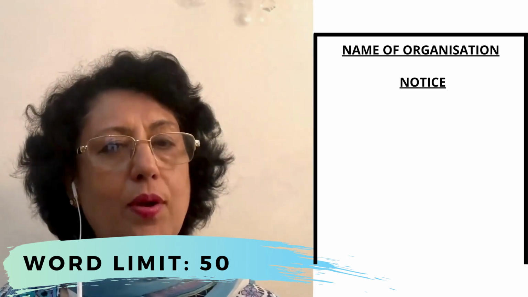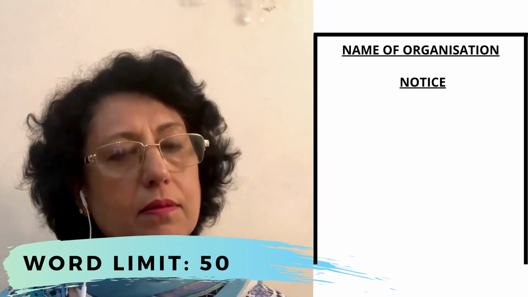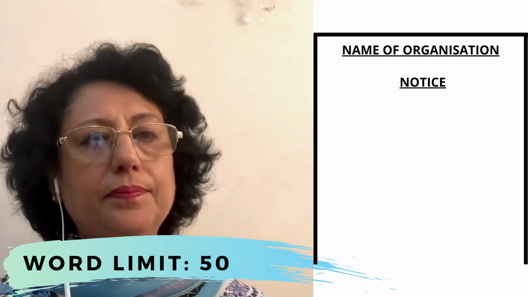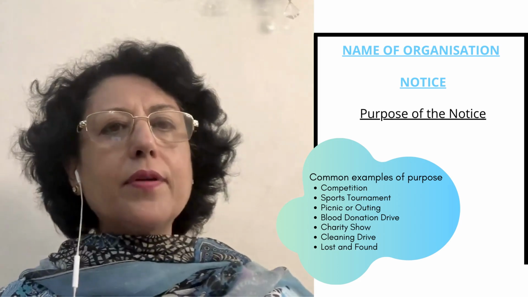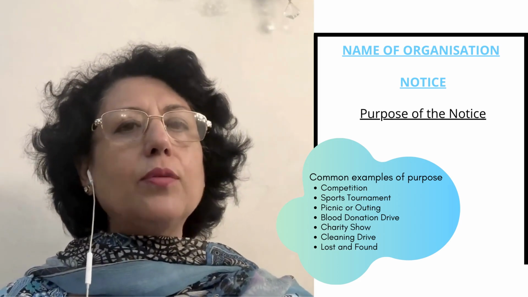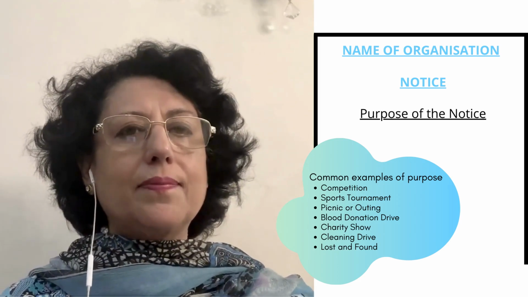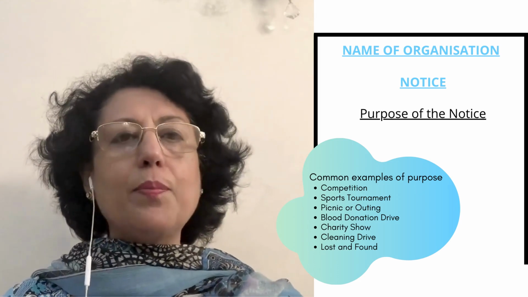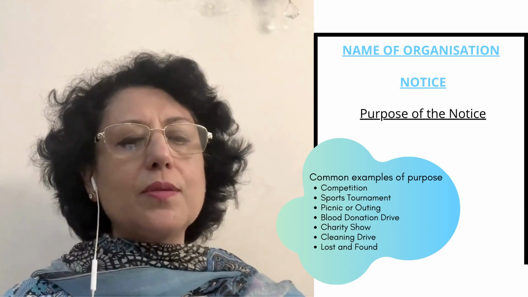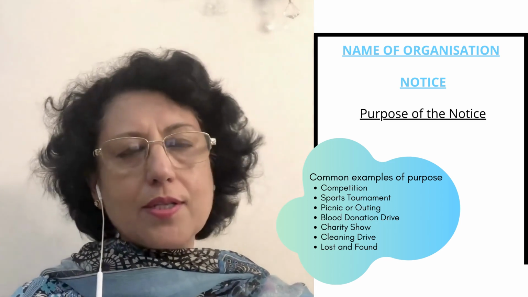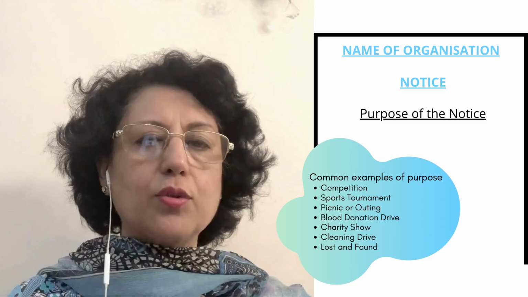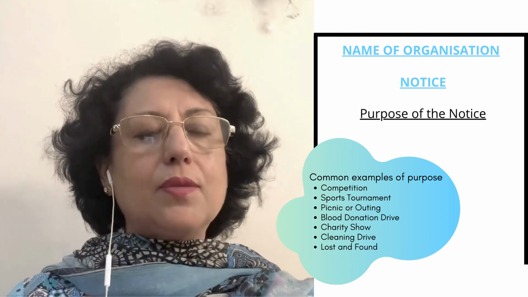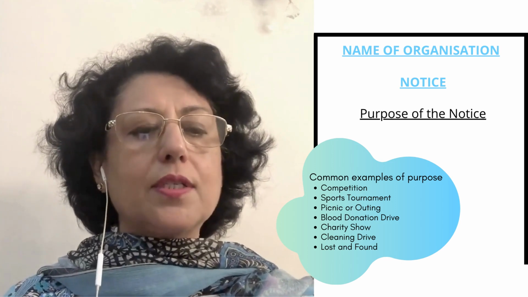The third line will be the basic information we want to give. So after the word notice, we write down the purpose of the notice, which should be briefly mentioned just below the word notice. Is this clear? And then underline it also. Now we have to be very clear what a purpose is. What is the purpose of writing the notice?